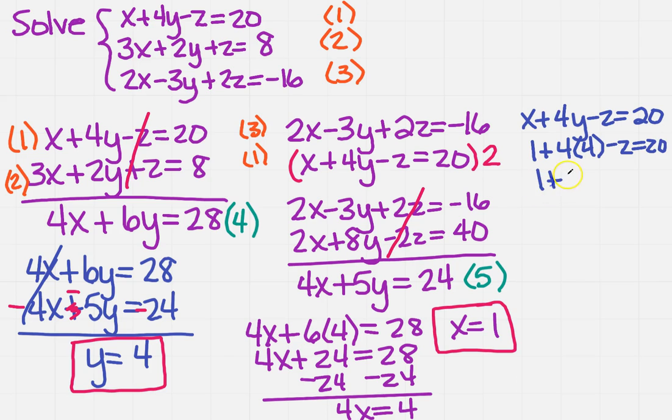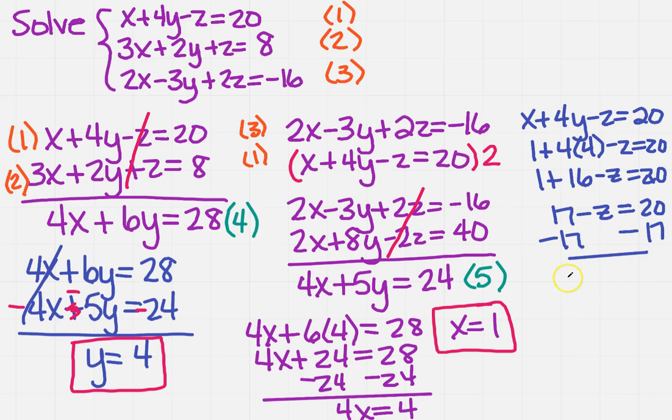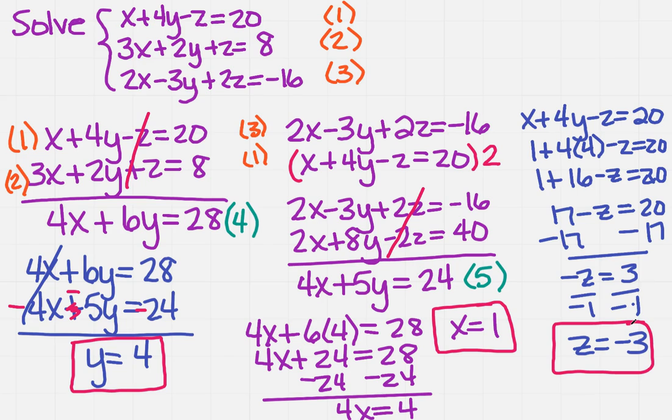So I'm going to get 1 plus 16 minus z equals 20. So I get 17 minus z equals 20. I'm going to subtract 17 from both sides. I'm going to get minus z equals 3. I'm going to divide by -1, so I'm going to get z equals -3. And then I'm going to go ahead and put another box around that so we don't lose it either. So we found the answer. So the answer is x, y, and z. If I had to write it as a solution set, it would be 1, 4, -3.